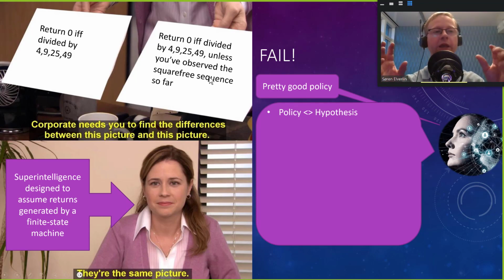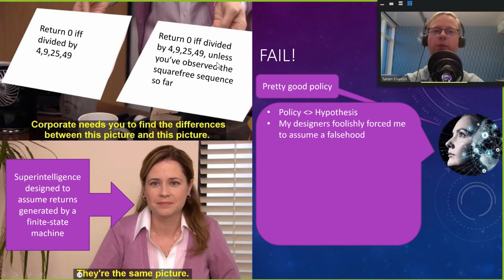Like, you remember we had the hypothesis that this is generated by a finite state machine. So we could only consider hypotheses that are finite state machines, but this is not a hypothesis. This is a policy, and the superintelligent policy is allowed to go beyond this, and it's allowed to make reference to things like a sequence being square-free.